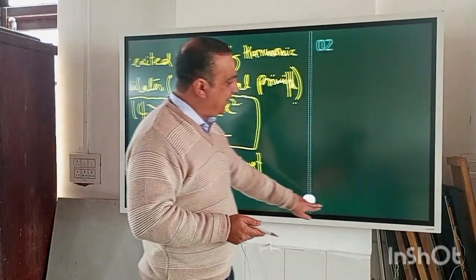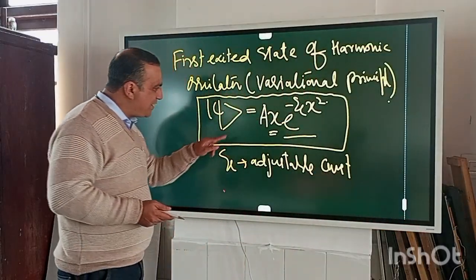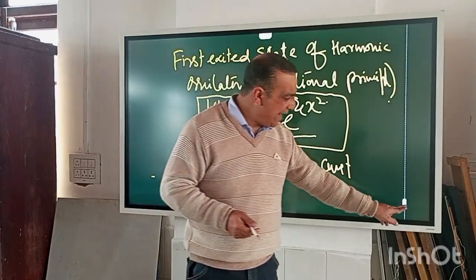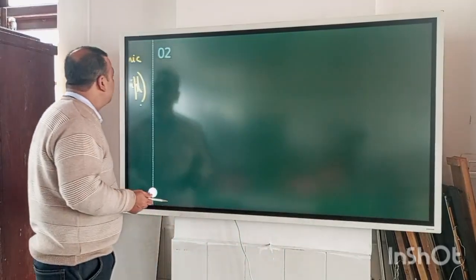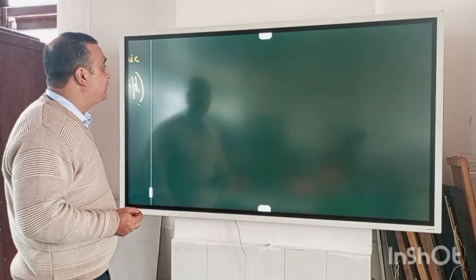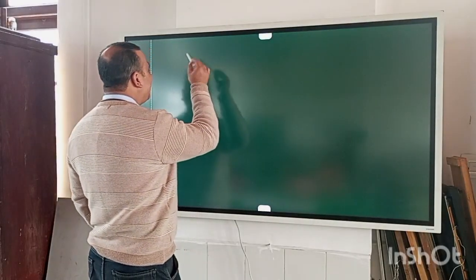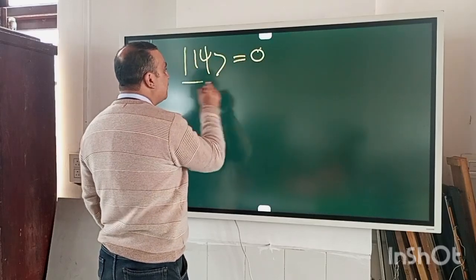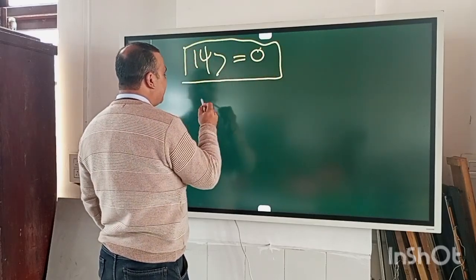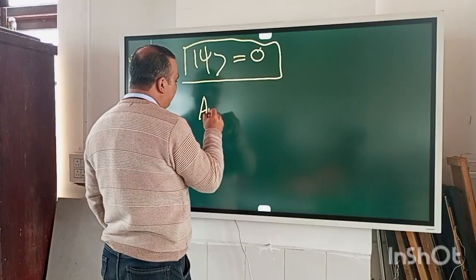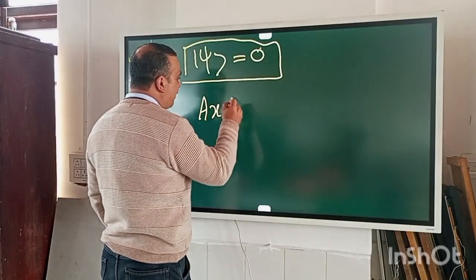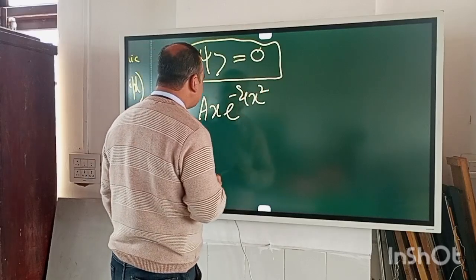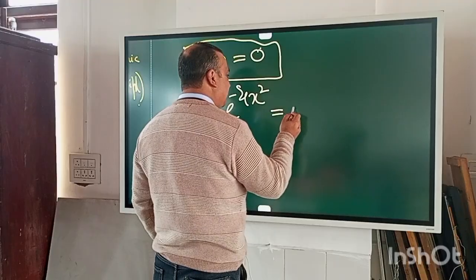And what is another important point here is that we must be able to obtain a node. In addition to obtaining a node at infinity, we must be in a position to have a node for this function. So for getting a node, what is important is that the state psi has to be equal to 0. So in doing so, the trial wave function, that is A x e to the power of minus zeta x squared, must be equal to 0.